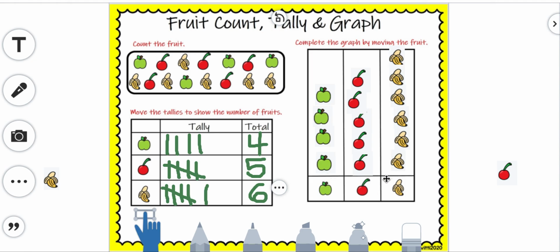All right, friends, now it's your turn to tally and graph.